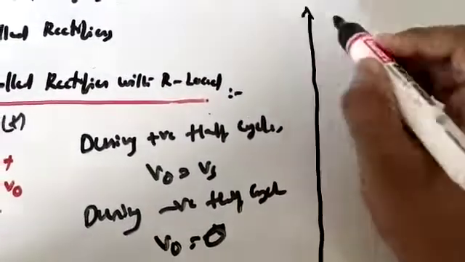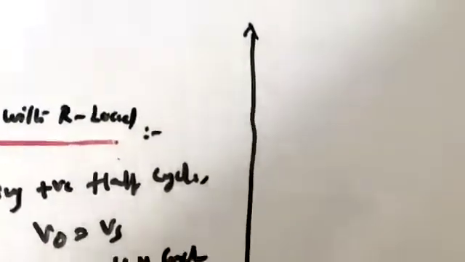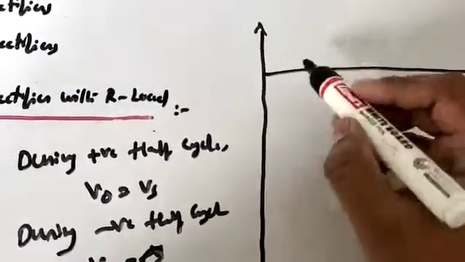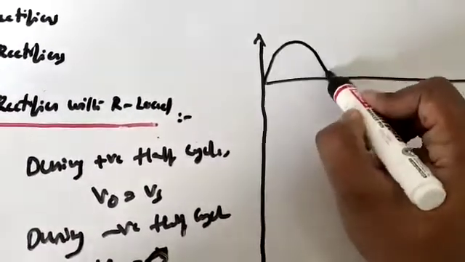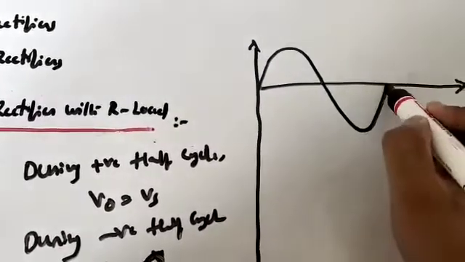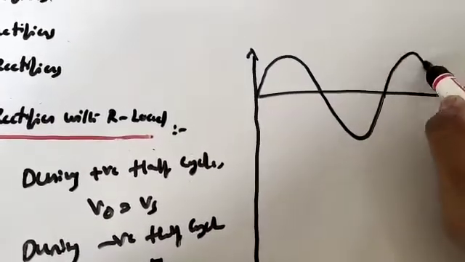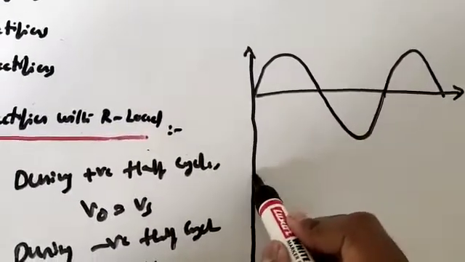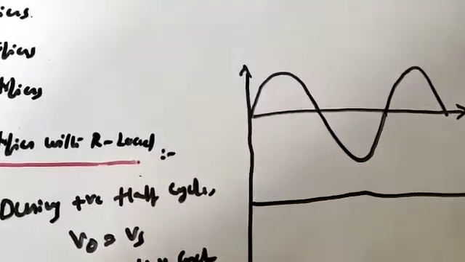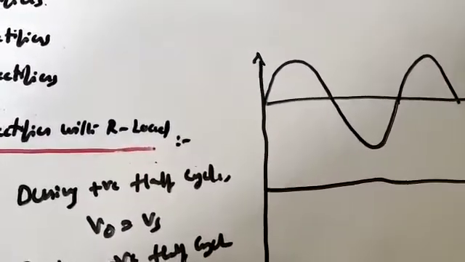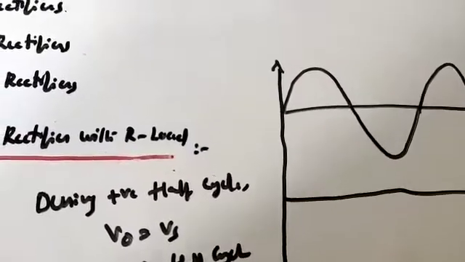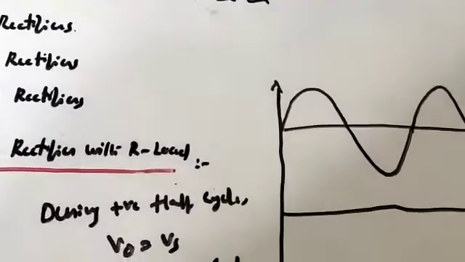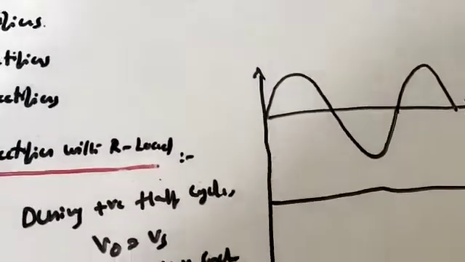So consider this as the axis, right? This is the condition. So we are having a supply like this. Understood? We are having a supply like this. Now what's happening inside? Let me wait for a while. Let me change the pen color. Now what's happening?